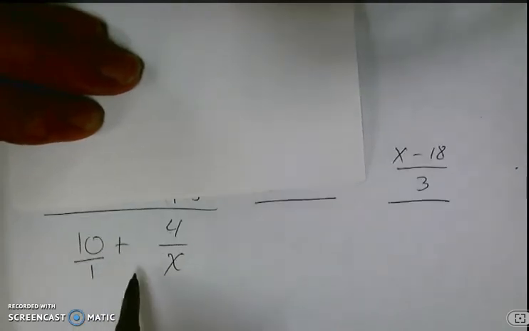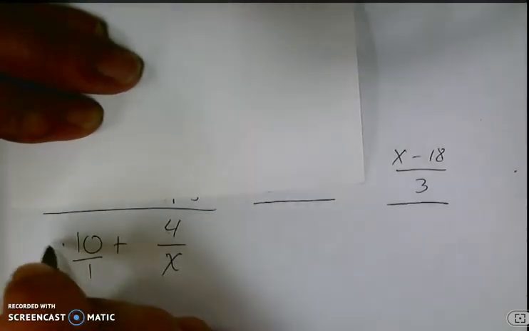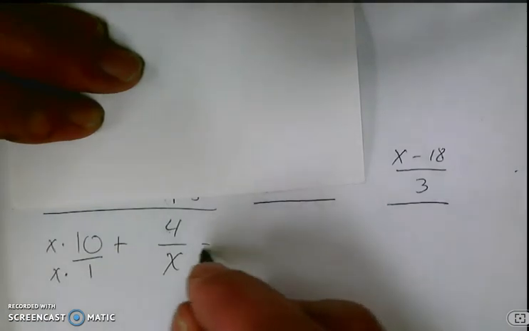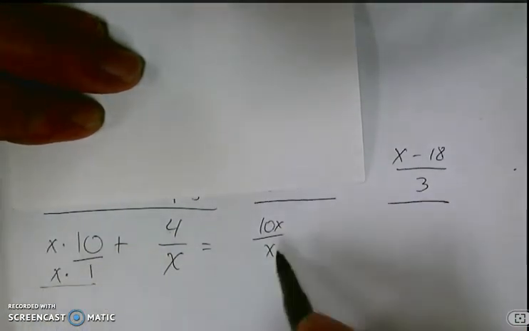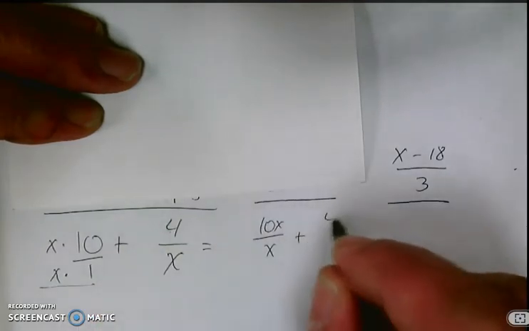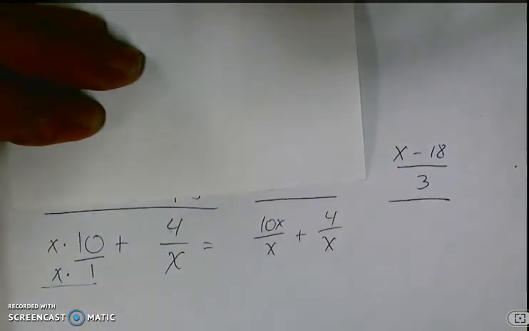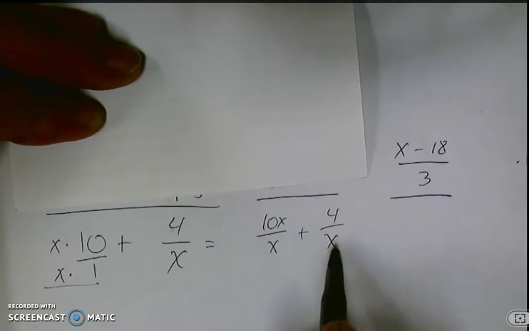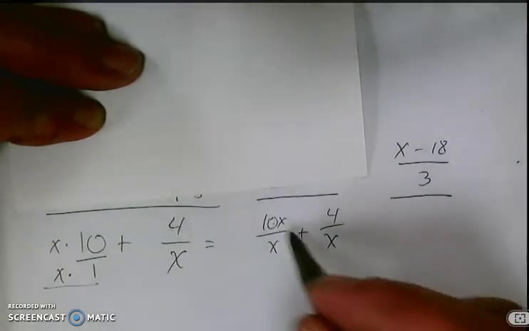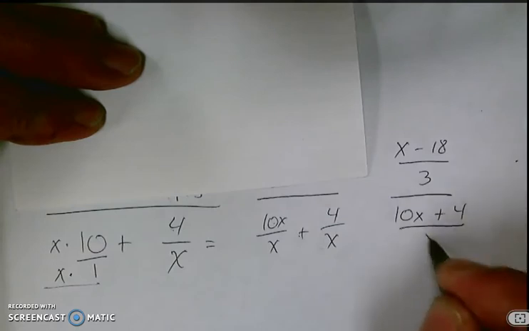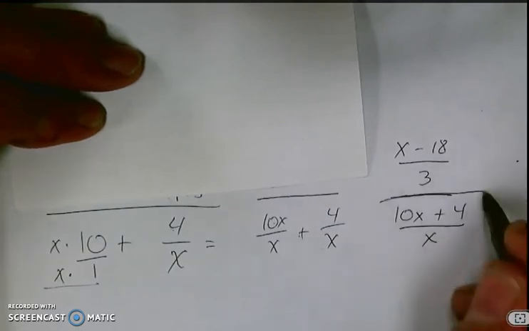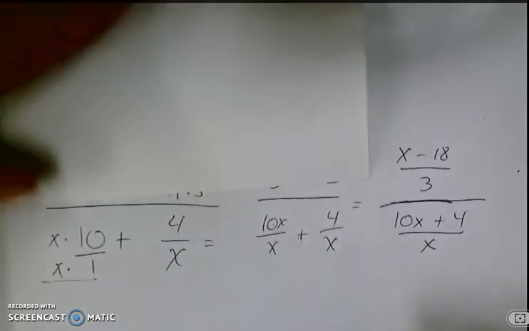So to get them to be the same, I'm going to multiply this times x, which means we have 10x over x. That's what we get here. And then plus the 4 over x. They're both over x now, so a common denominator. So 10x plus 4 over x. Okay, so that's where we're at.